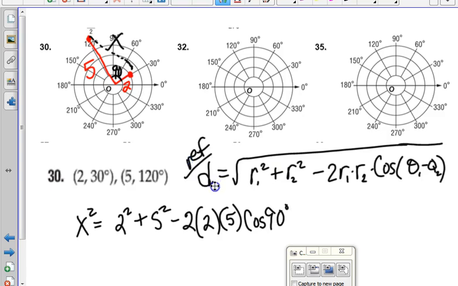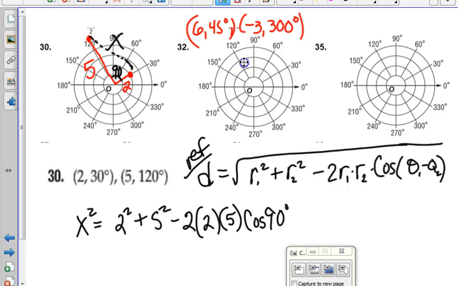What's the other one you had to do? 32. What is 32? Does anybody have the points written down? Thank you. Michael? Okay. It's harder when there's a negative because you have to be really careful.